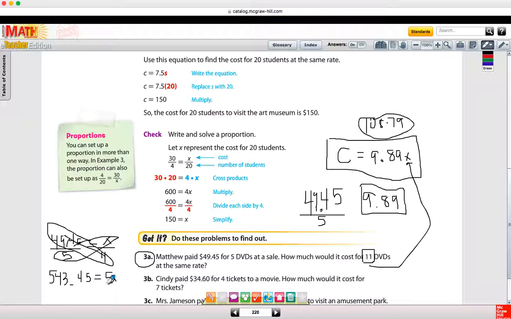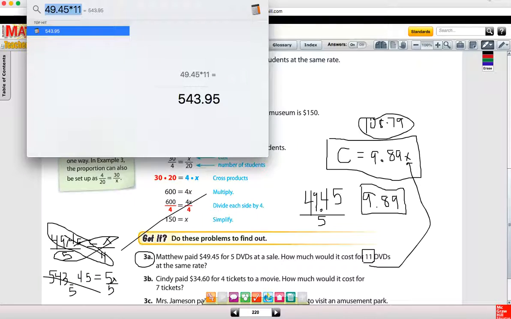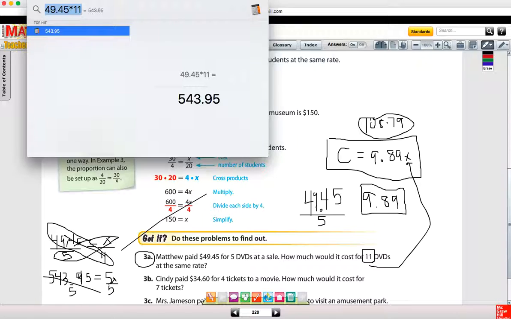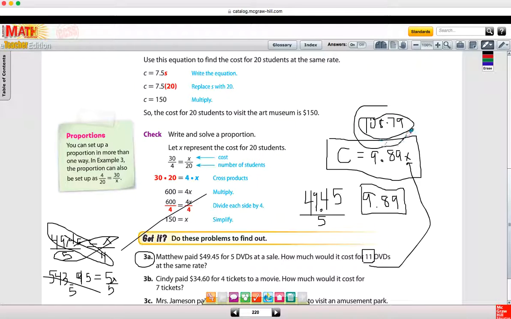Divide both sides by 5, and we will bring the calculator up. Sorry about the random strokes there. By the way, it was 95, not 45, so sorry about that. So we'll take 543.95 divided by 5 to find out that same price of $108.79, which is what we got up here.